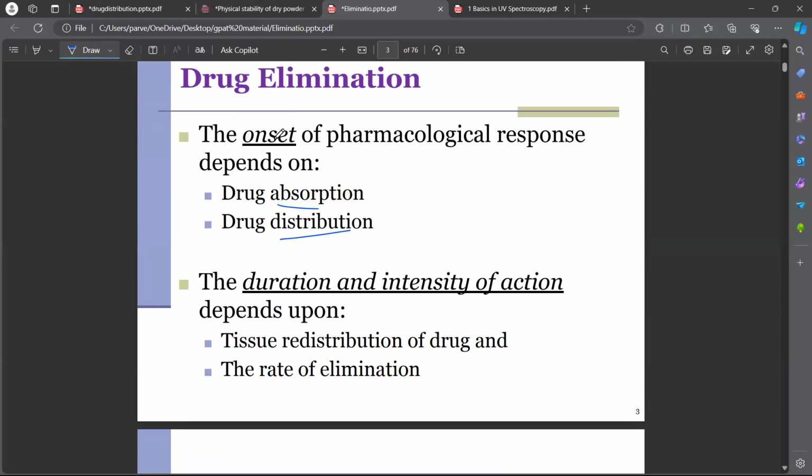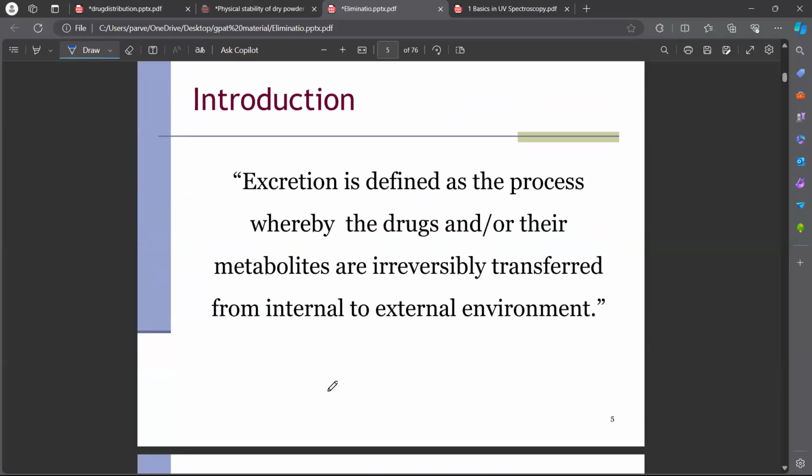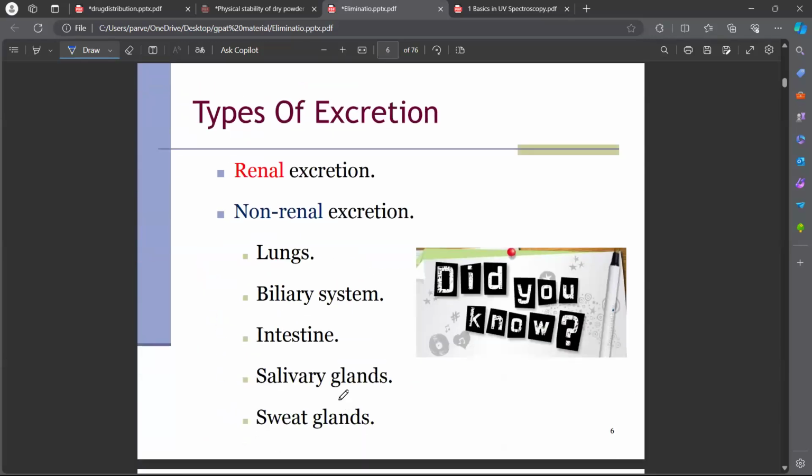Here you have to remember, guys, whenever onset is given it depends upon distribution and absorption. Duration and intensity of action depend upon distribution and elimination. The distribution remains the same in both; only here absorption comes, and here elimination comes. Excretion is an irreversible transfer from the internal to the external environment, which is away from the body. The routes are renal excretion and non-renal excretion: lungs, biliary, intestine, salivary glands, and sweat glands.